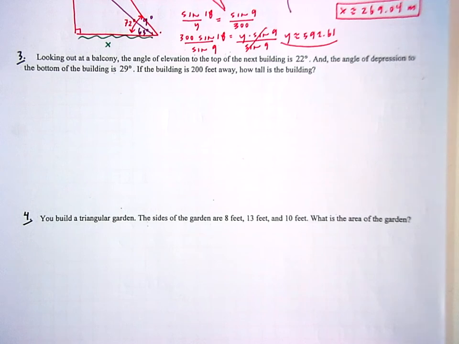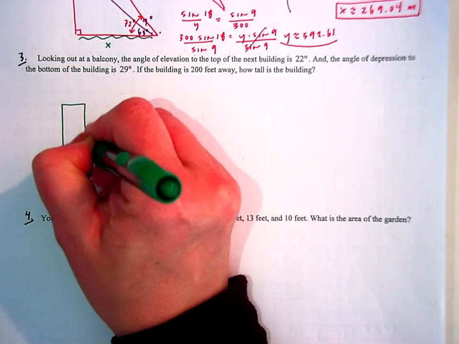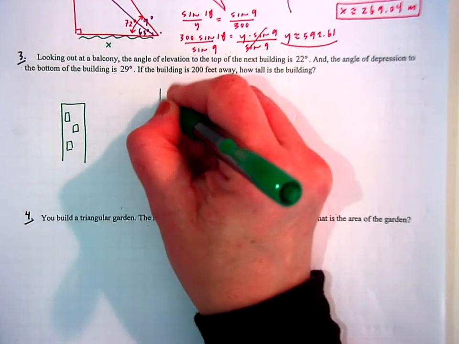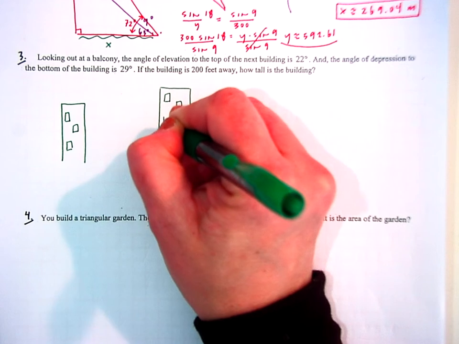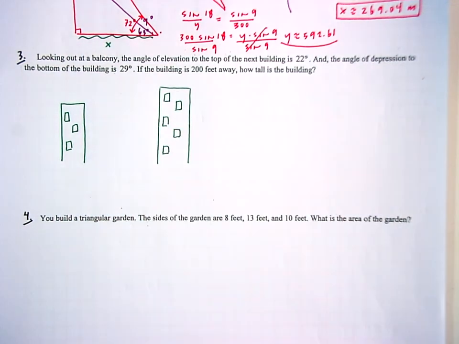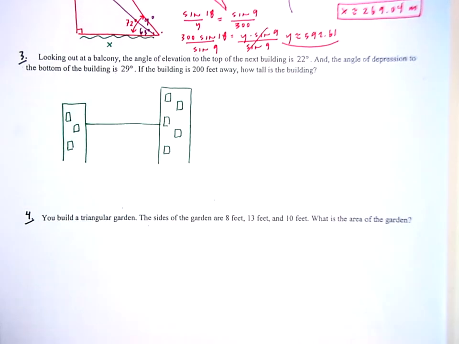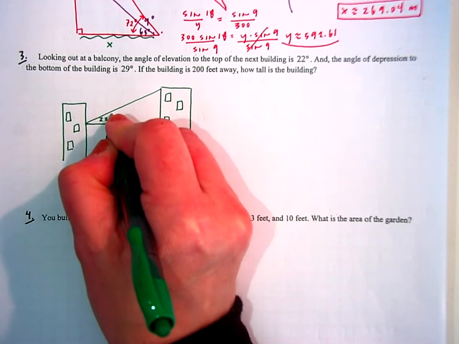So let's make ourselves a pretty picture. So I have a building over here on the left. And I got a building over here to the right. Just dropping myself a nice visual anchor so I can see what's going on. Here are my two buildings. All right, so looking out at a balcony, so say that here's my beautiful balcony going to the other building, that horizontal pathway. The angle of elevation to the top, so going to the top, is 22 degrees.